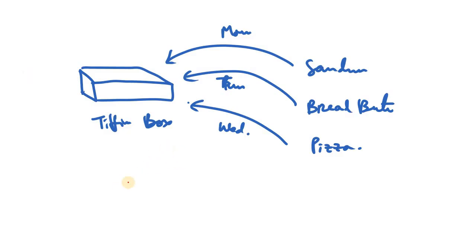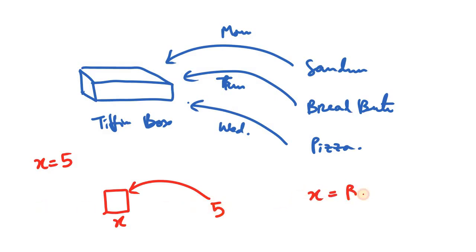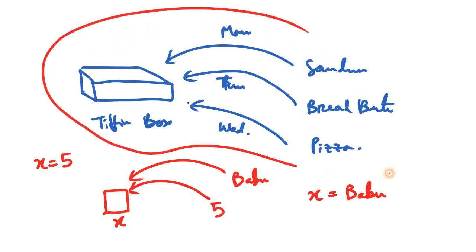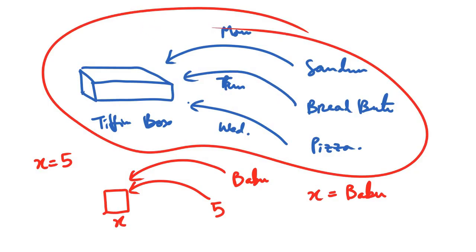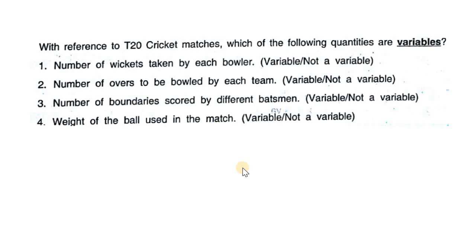Okay, so here basically this is very much similar to our previous example, which was x is equal to 5. So this is the memory location named x, and it is storing the data, which is the number 5. And suppose if I write x is equal to Babu, then in this case x stores this Babu, which is a string, which is not a number. And the situation is very much similar to our real life example of the tiffin box.